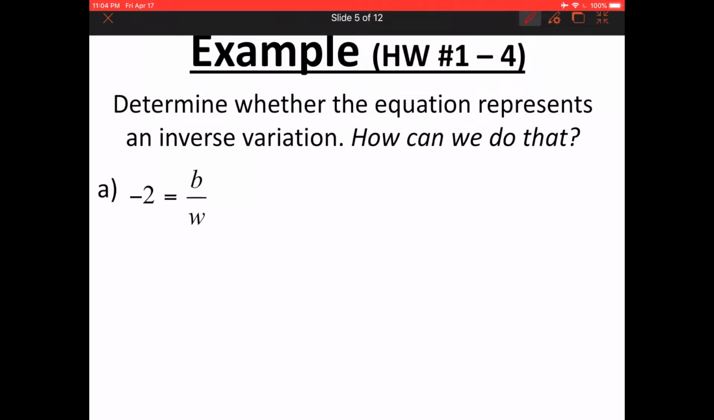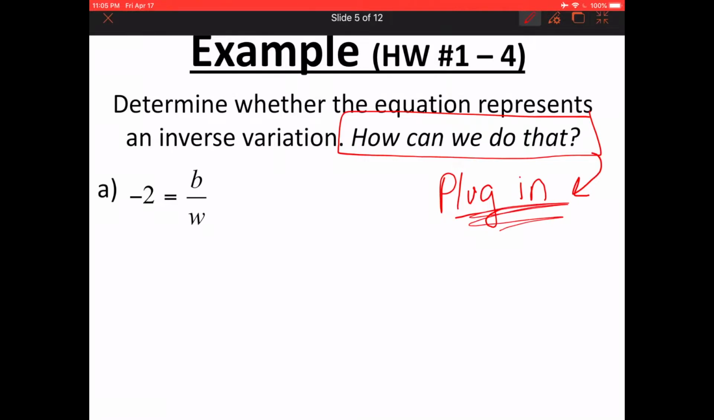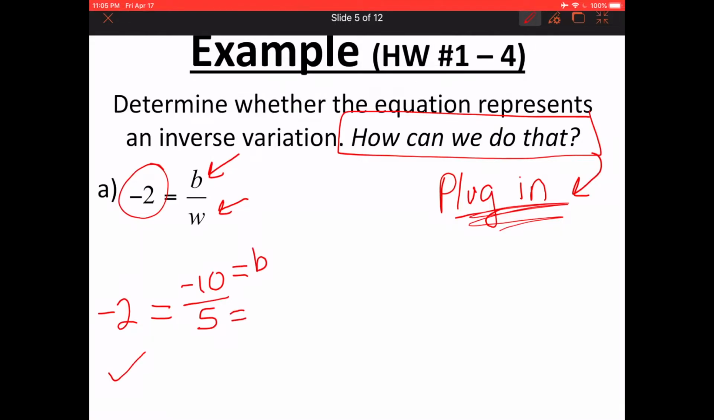All right, let's do our first example. And you will have several homework questions like this. Okay? Determine whether the equation represents inverse variation. How can we do that? Remember, a lot of the things we do in math are going to be plugging in. So in order to determine whether this equation is inverse variation, I'm going to plug in. Notice I have two variables, b and w, and they have to equal -2. So I'm going to pick two random numbers. So first, why don't I go with -10 over 5? Doesn't that equal -2? Okay, so -10 would be b, 5 would be w.